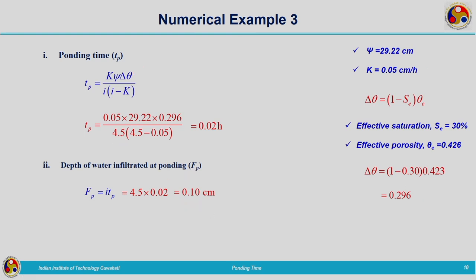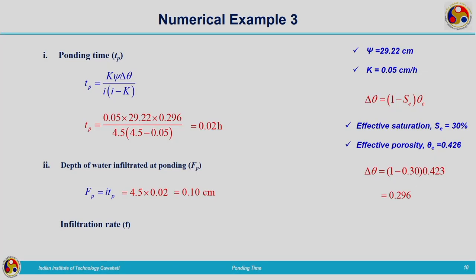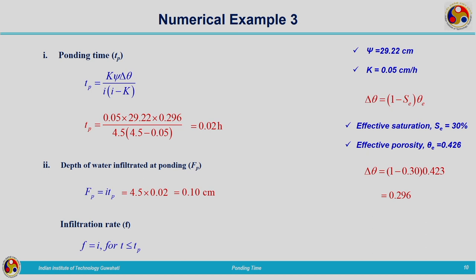Next is we need to calculate the infiltration rate. So at time t less than or equal to tp, what is infiltration rate? Infiltration rate f is equal to intensity of rainfall. So for t less than or equal to tp, f can be taken as intensity of rainfall. So, f is nothing but 4.5 centimeters per hour.